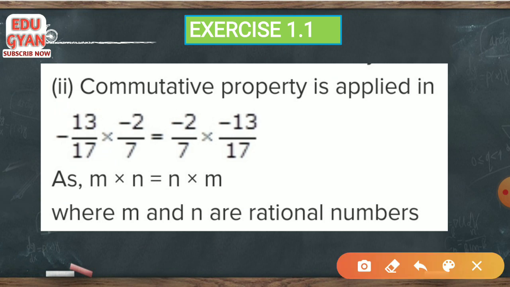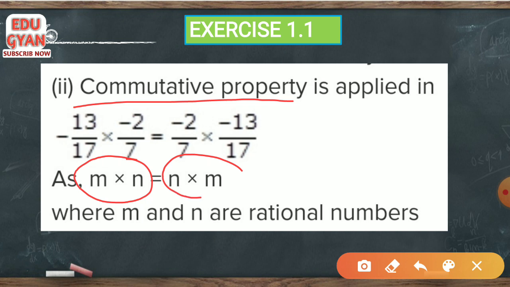In this question you can see it is a commutative property. How? We have already learned in the previous class that m into n is equal to n into m. Both terms need to be equal. In this case we only swap the sequence of numbers. Here m is written first, there m is written last. So we have swapped the position of the numbers, but the numbers are still the same. So let's see the question.